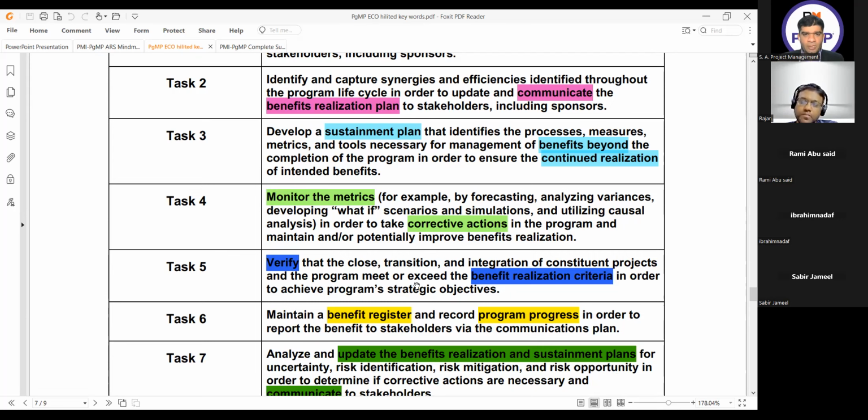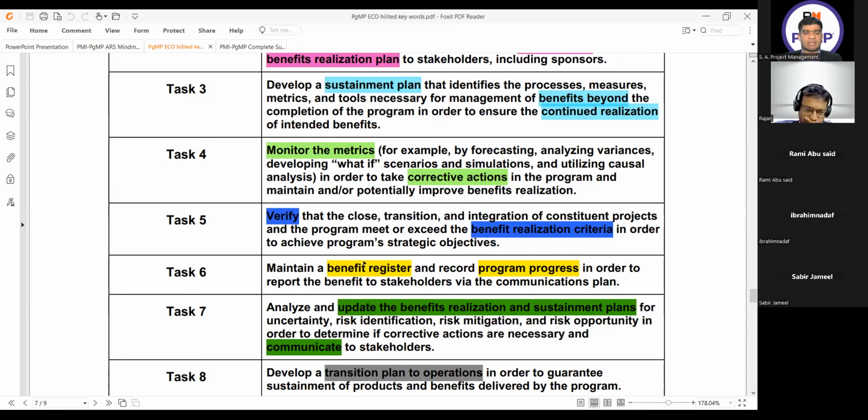Verify that the close transition and integration of constituent projects and the program meet or exceed the benefit realization criteria in order to achieve the program's strategic objectives. Whenever the keyword of verification comes, it means we have to refer to certain criteria. It can be benefit realization criteria, acceptance criteria, or any other. So whenever we talk about criteria, it is used for verification. Rami, task 6.